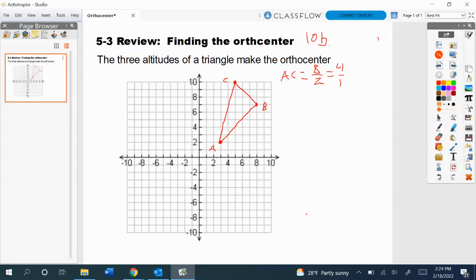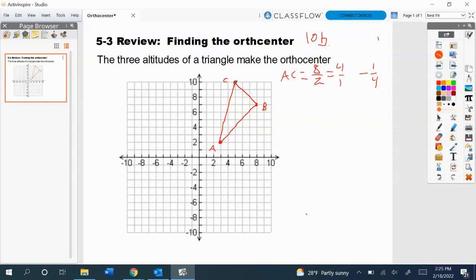All right, now to find the altitude using that slope, we have to find a slope that is perpendicular to the slope we just found, 4/1. A slope that is perpendicular is the negative reciprocal of that slope, which means our perpendicular slope has the opposite sign and the fraction is flipped. So the negative reciprocal of 4/1 is negative 1/4. That's the slope I want to use to create my first altitude.